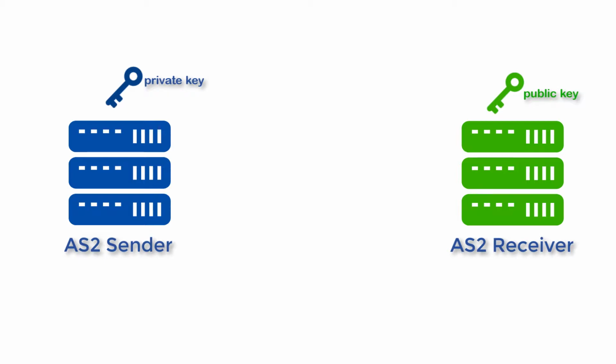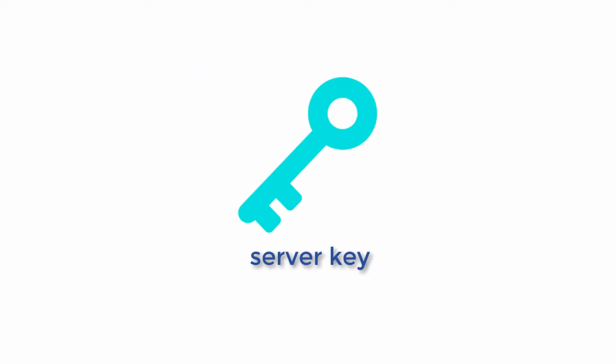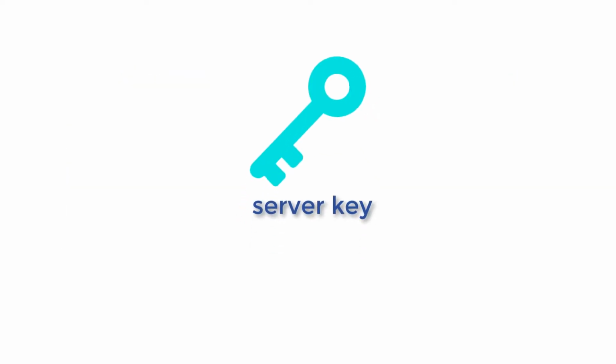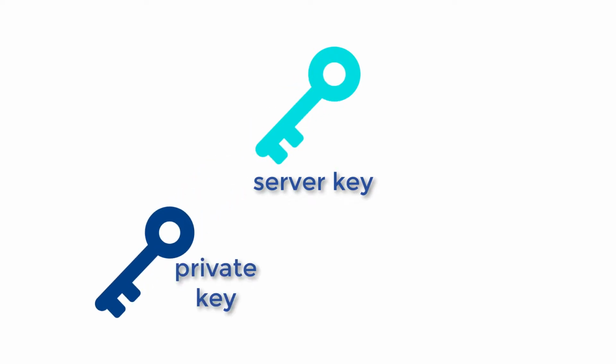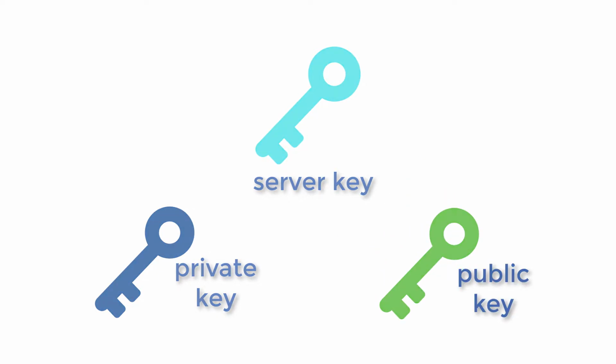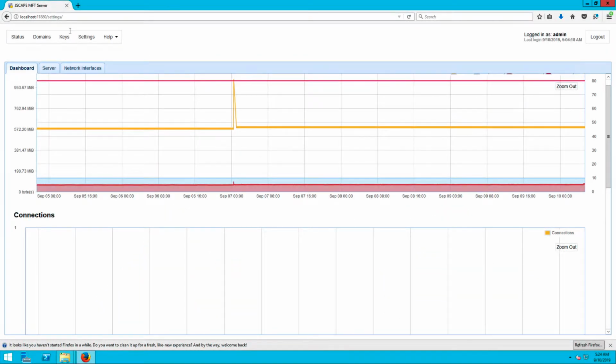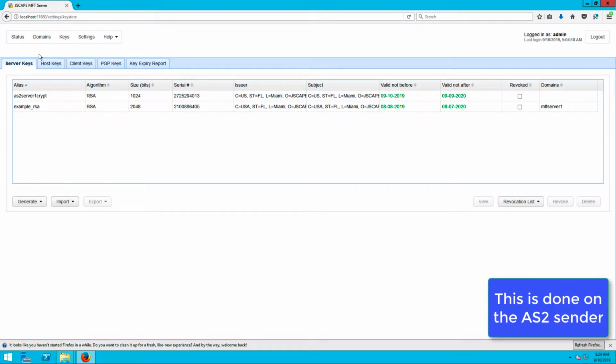But before we go about exporting that digital certificate, there are a couple of things we need to do. First, we need to check whether we already have an existing server key. In the context of JSCAPE MFT Server, the server key is an element that consists of a private key and its associated digital certificate and public key. So, go to Keys and then the Server Keys tab. See if you have an existing server key there. In this example, we'll be using the server key with the alias AS2 Server 1 Crypt.